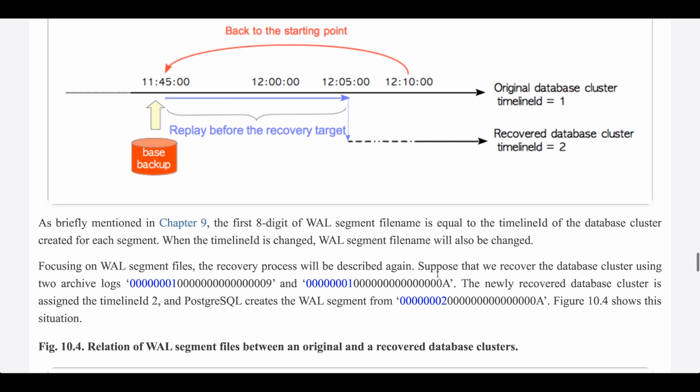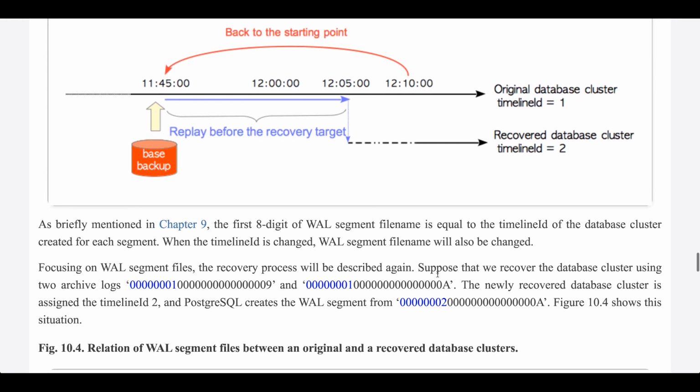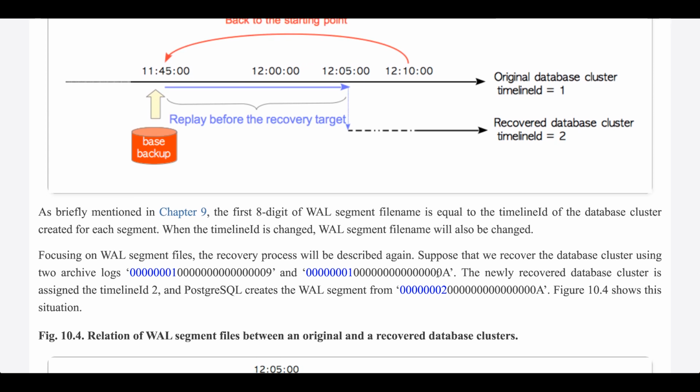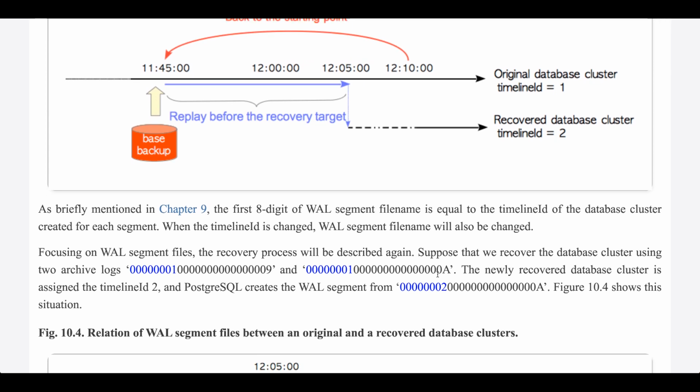As briefly mentioned in Chapter 9, the first 8 digits of a WAL segment file name are equal to the timeline ID of the database cluster that created the segment. When the timeline ID is changed, the WAL segment file will also be changed.